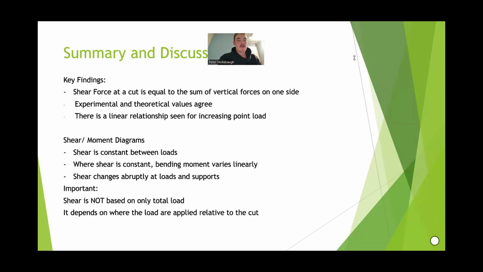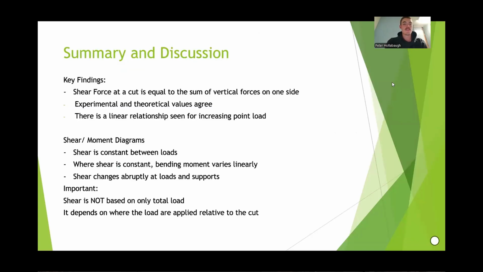All right, so, summary. We found that shear force at a cut is equal to the sum of vertical forces on one side. The experimental and theoretical values agree, and there is a linear relationship seen for increasing point load. For the shear and moment diagrams, shear is consistent between loads. Where shear is constant, bending moment varies linearly, and shear changes abruptly at loads and supports. An important note is that shear is not based only on total load. It depends on where the loads are applied relative to the cut.